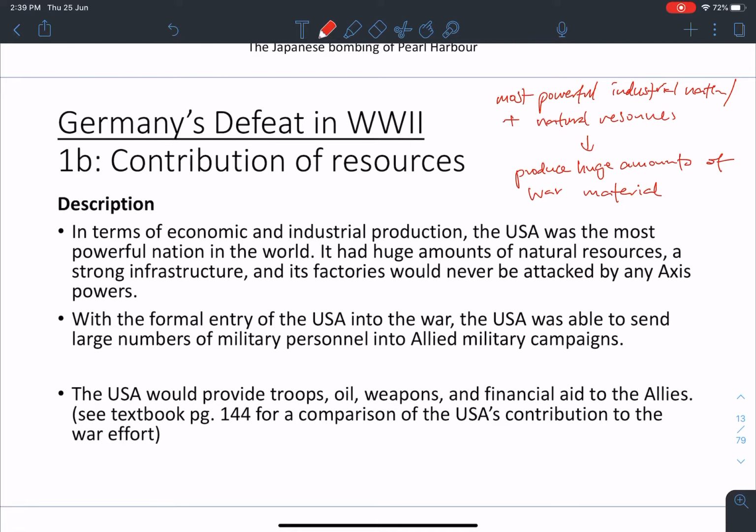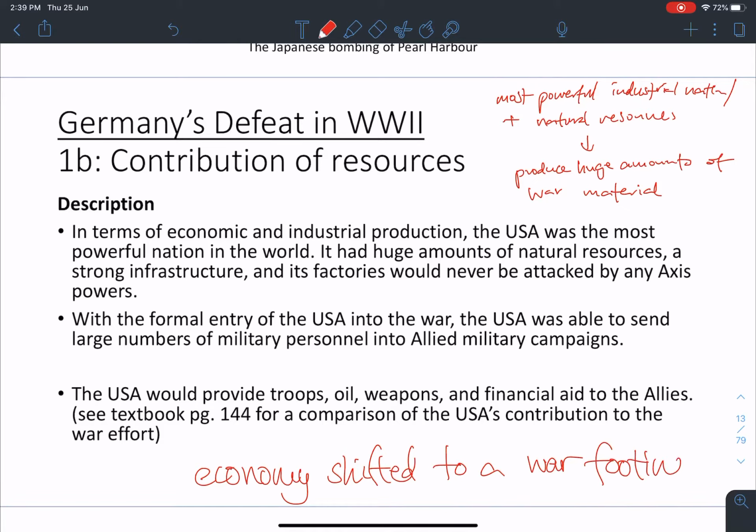If I have a factory for spinning and creating clothes, very simple, I change the weave, I change the fabric, and I can produce uniforms. So already you can see how the US economy can shift. And the way to phrase it is that the economy shifted to a war footing, which means essentially that now the economy is focused on producing things necessary for war.